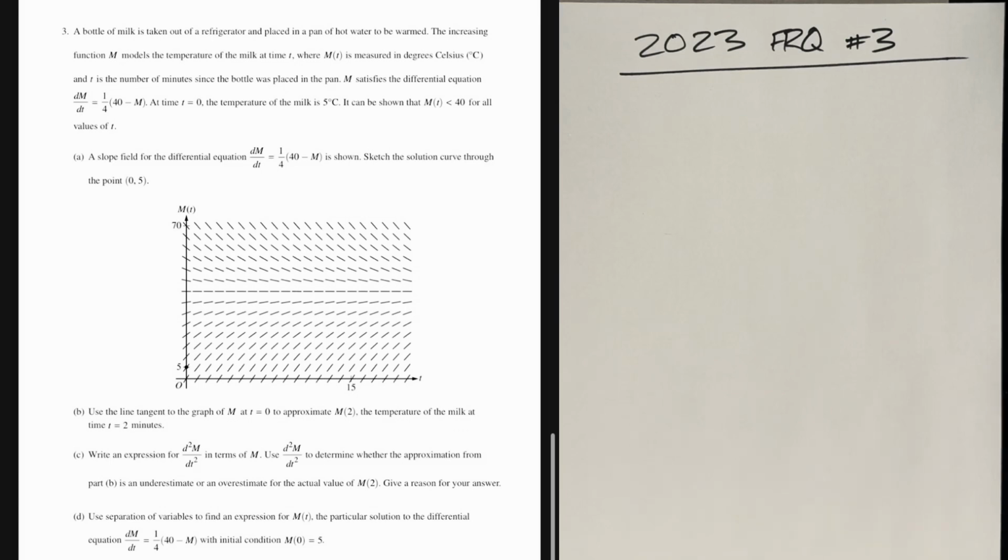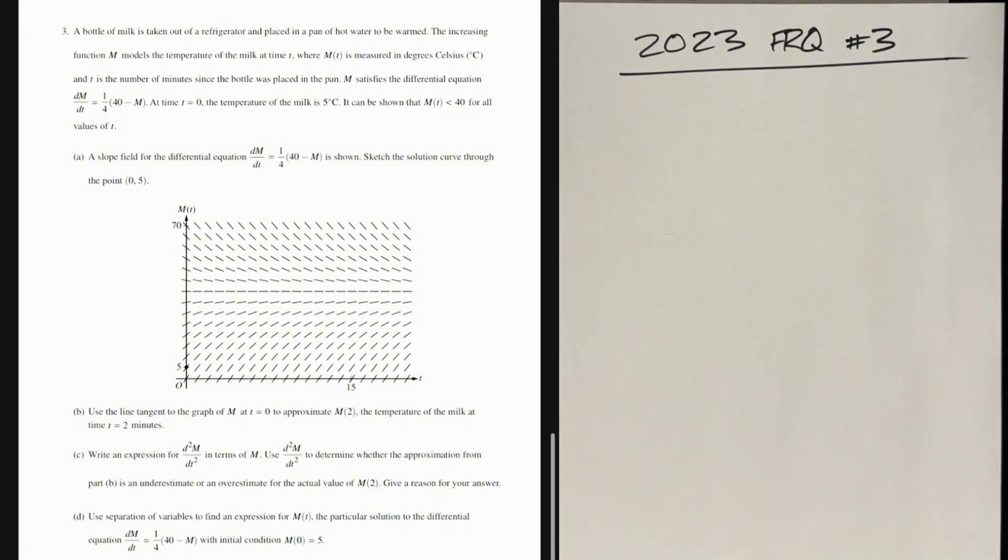Should be a great time. We got 2023 FRQ number 3. This is about some slope fields, some differentials. So a topic that I think should be relatively easy for us. There's a limited number of questions that they can ask about it, but all parts of calculus are difficult in one way or another. So we're going to get better today, hopefully grow in our understanding.